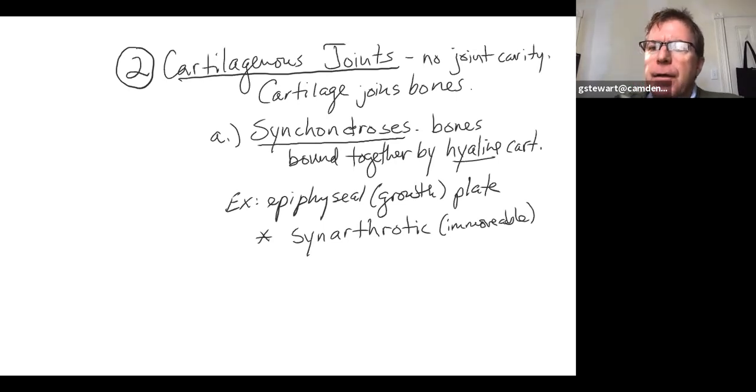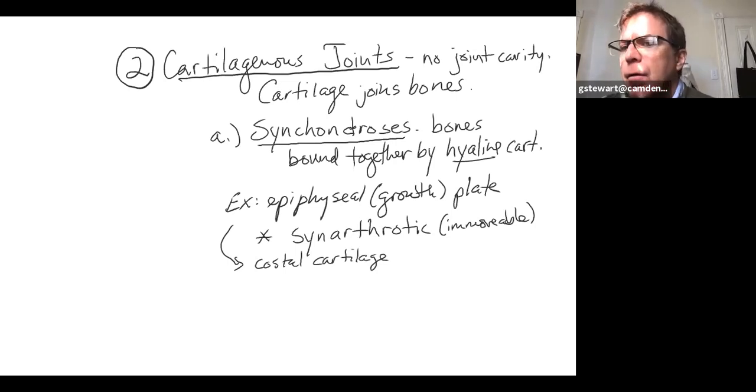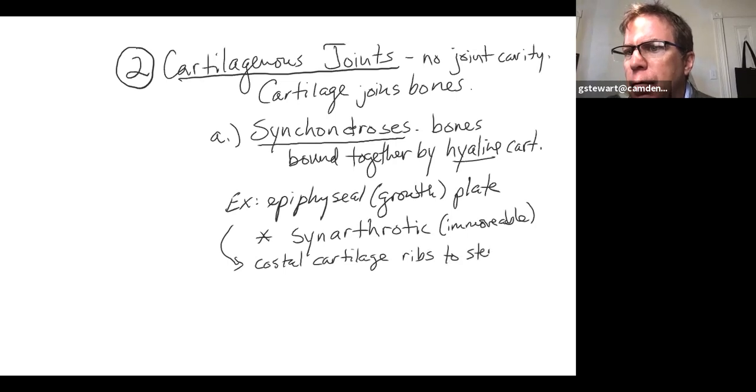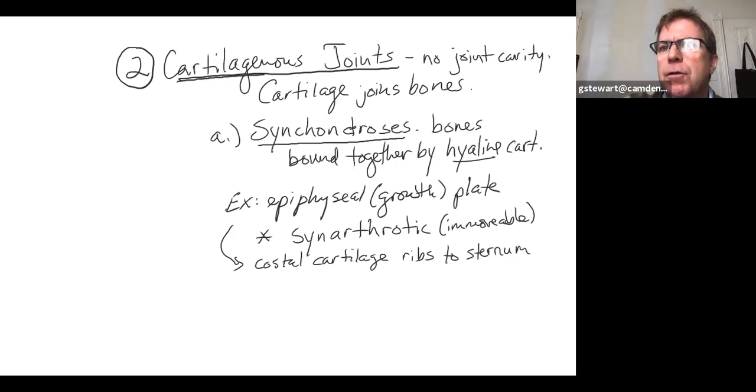Another classic example of this would be the costal cartilage of ribs to the sternum. So I'll just do one more example: that costal cartilage connecting ribs 1 through 10 to the sternum. All right, so we're still talking about cartilaginous joints. There's just one more type. Synchondroses, think this, hyaline cartilage.